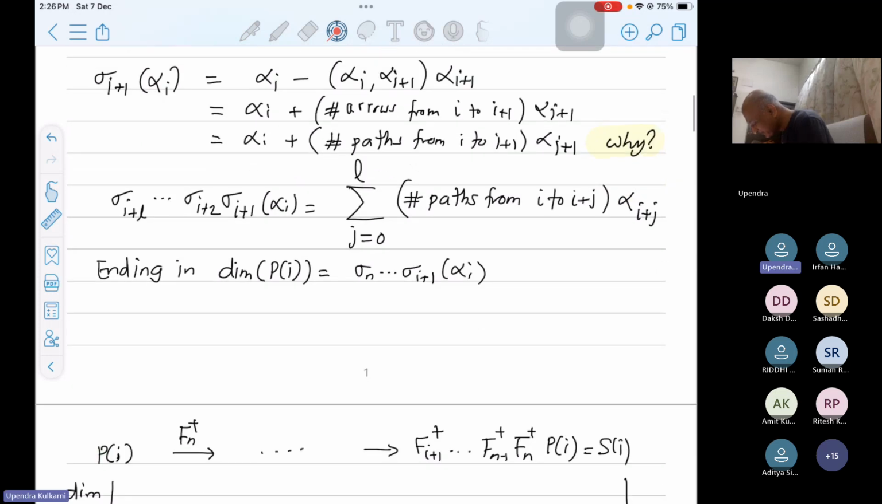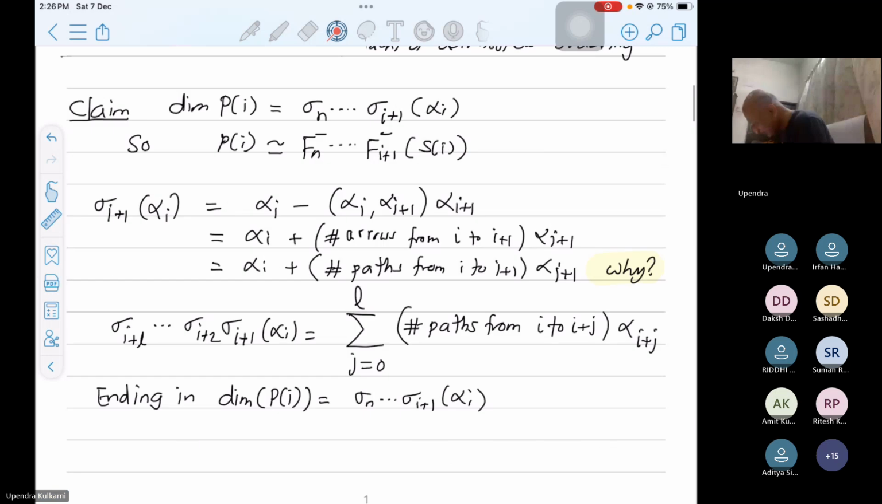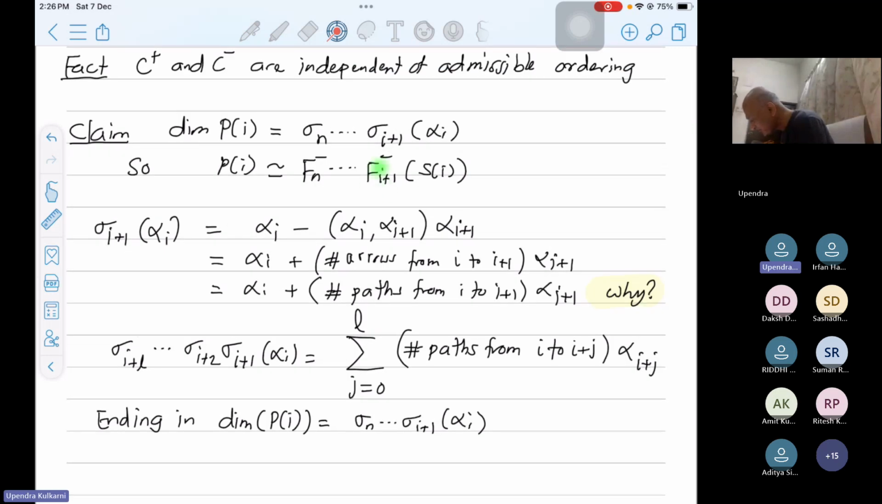Remember, for Pi, I first applied Fn, and then finally I applied Fi plus 1. So over here, I apply the minus version of Fi plus 1 first, and then all the way up to F. So this is my other construction, a nice construction of the indecomposable Pi. So let's remember this, right? I get indecomposables also by means of these simple modules.